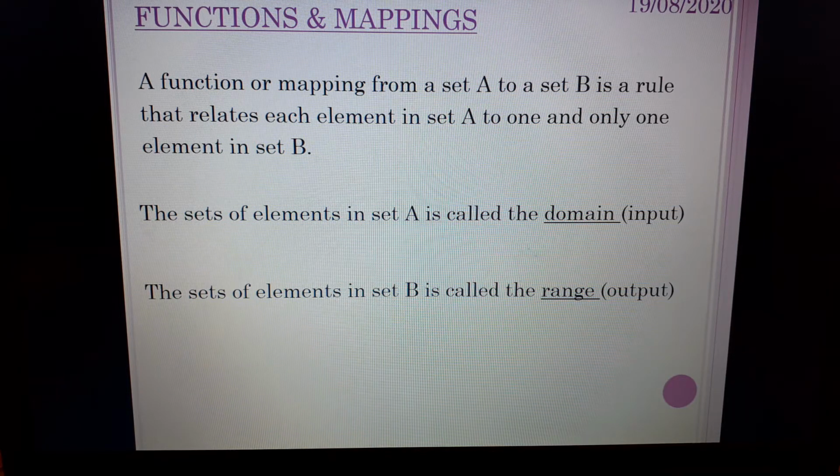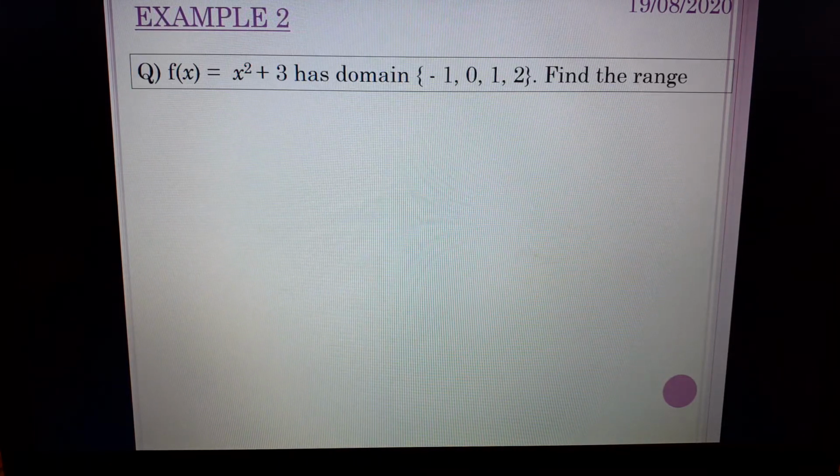So the input numbers we often think of as x's, we have to know that that's what we mean by the domain. And the output numbers we often think of as the y's, and we have to know that that's what we mean by the range. So domain is the input, range is the output. Let's look at an example.